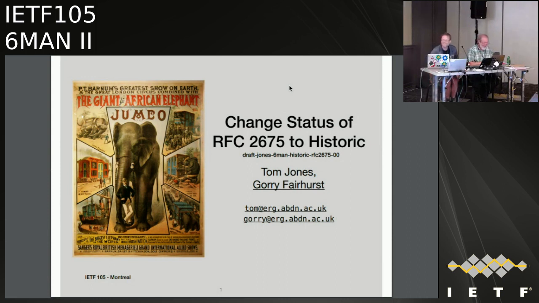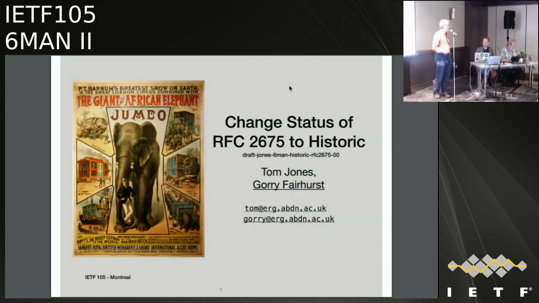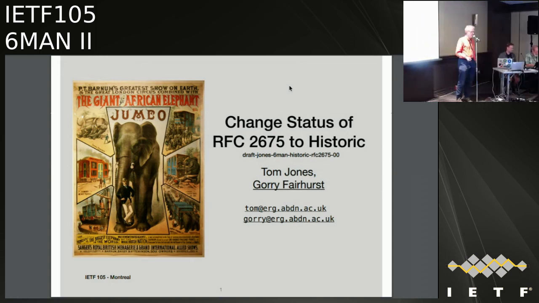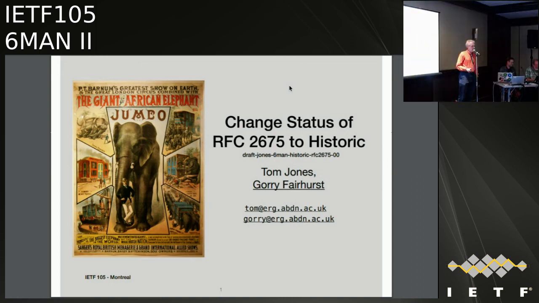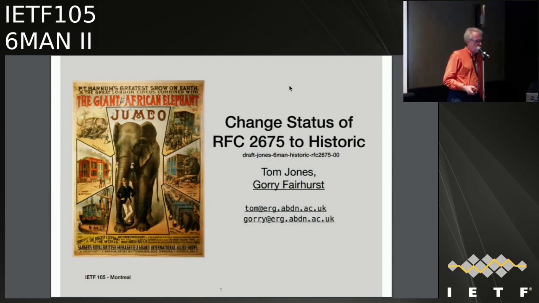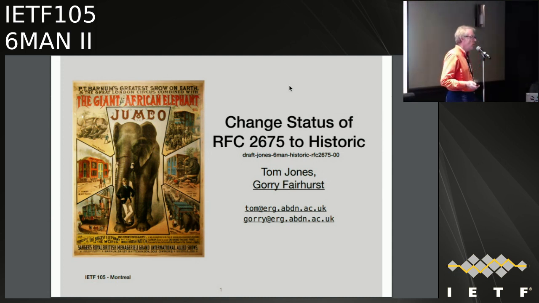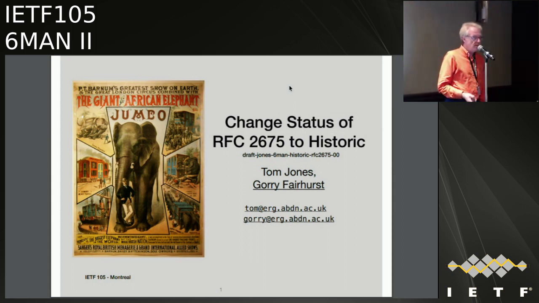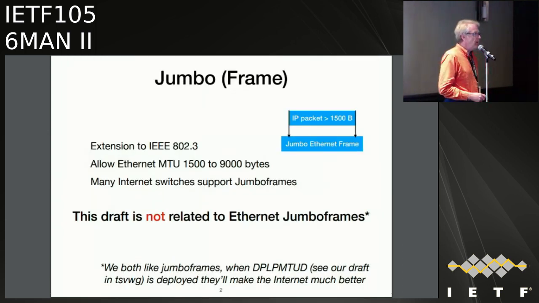Incentives. Okay, so this is fun. It's three stories, three jumbos. Here's the giant African elephant Jumbo, which is a big Victorian story or a big American story with Barnum's Circus. And we're going to talk about RFC 2675. I'm Gori. My co-author is Tom. This is a story about the first jumbo frames.